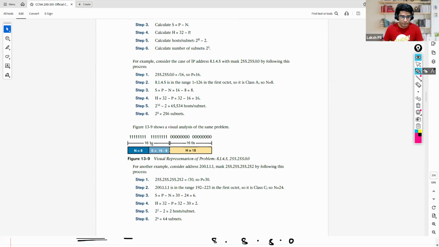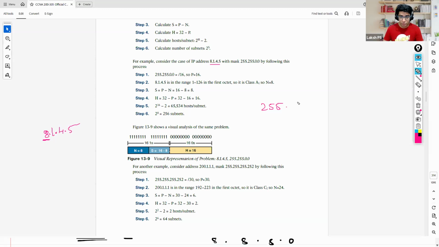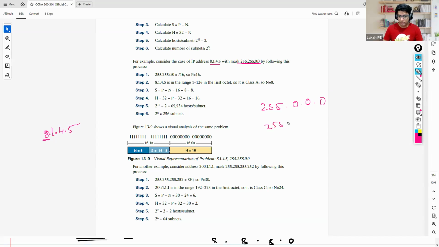See over here, the IP address that we have chosen is 8.1.4.5, correct? And this is a class A IP address, correct? As per class A, the address mask is 255.0.0.0, right? Now, here he has mentioned the address mask as 255.255.0.0.